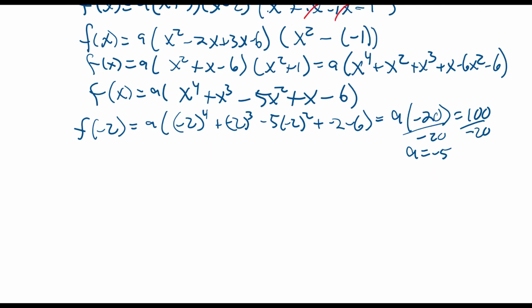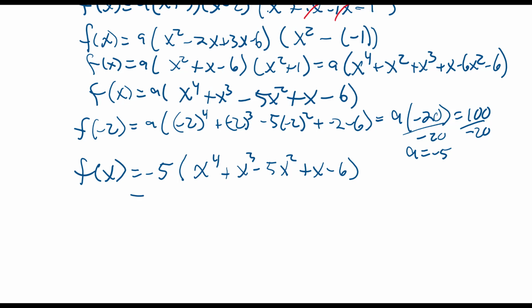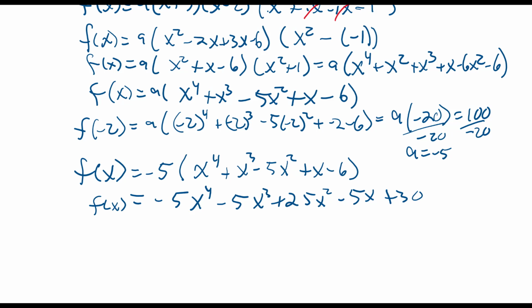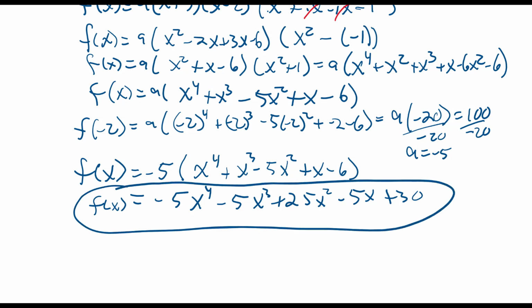So our function can be written as f of x now is going to be negative 5, and going back to the x instead of that negative 2, negative 5 times our x to the 4th plus x cubed minus 5x squared plus x minus 6. So it's negative 5x to the 4th minus 5x cubed plus 25x squared minus 5x plus 30. And this would be our polynomial. Okay, that was a lot of fun. And next we get to talk about Descartes' rule of signs.